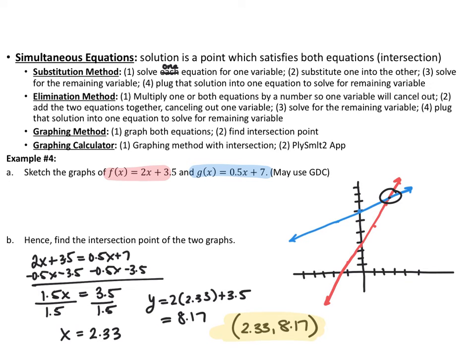So I solved this using the substitution method because they were both already solved for y. So I just set them equal to each other and solved for x, got x to be 2.33, and I plugged that into f(x) and got y to be 8.17. So the intersection point is (2.33, 8.17). This also would have been pretty easy to solve with the graphing calculator method with the intersection function.